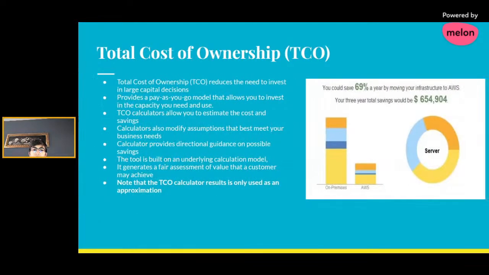So what is total cost of ownership? Total cost of ownership, or TCO, reduces the need to invest in large capital decisions. And instead, it provides a pay-as-you-go model that allows you to invest in the capacity that you both need and use. And TCO calculators allow you to estimate the cost and savings. Calculators also modify assumptions that best meet your business needs, and calculators provide directional guidance on possible savings. The tool is built on an underlying calculation model, and it generates a fair assessment of value that a customer may achieve by switching to the cloud. However, TCO calculator results should only be used as an approximation, not an exact measurement.